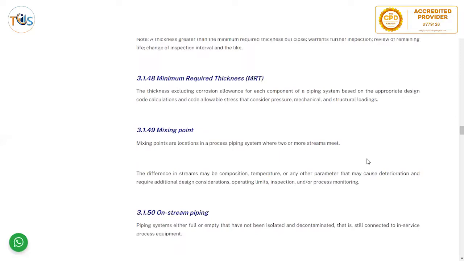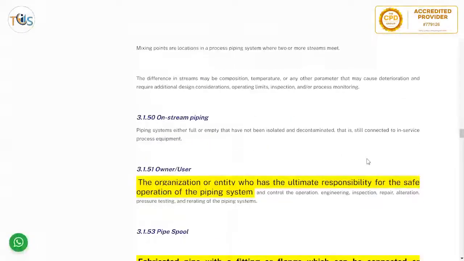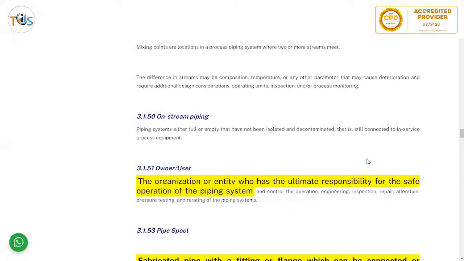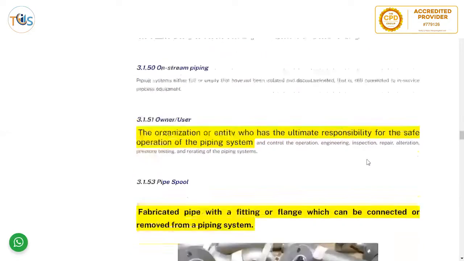Mixing point. Mixing points are locations in process piping where two or more streams meet. The difference in streams may be composition, temperature, or any other parameter that may cause deterioration and require additional design considerations, operating limits, inspection, and process monitoring.